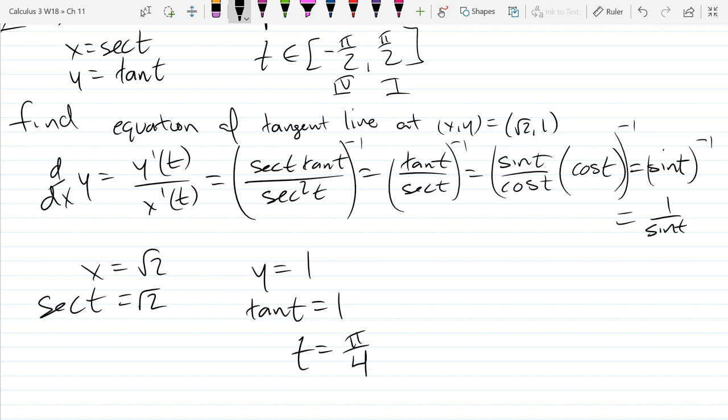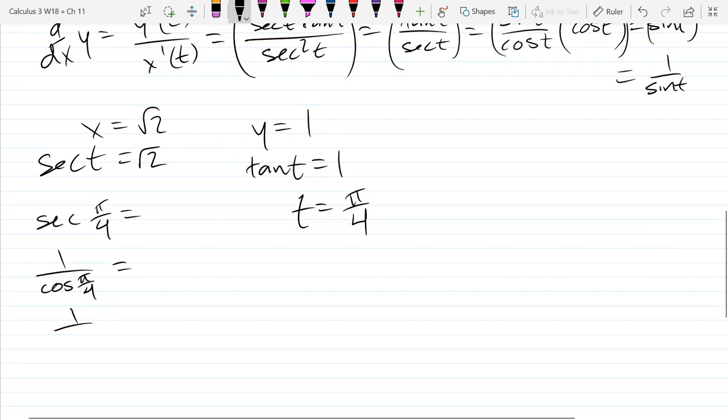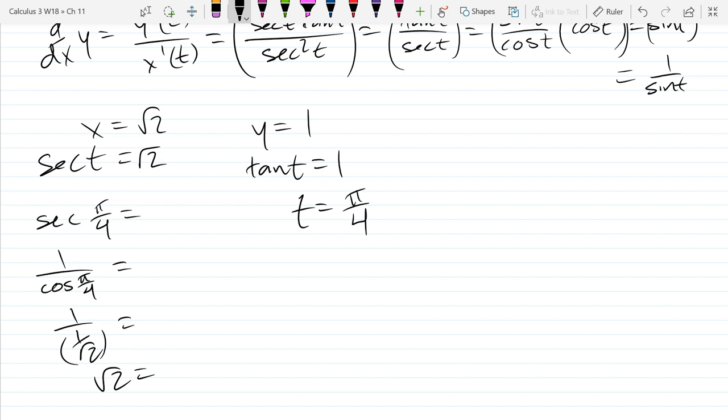Now let's make sure that works in the other secant on the left. It better match up. It better give us a secant value of square root 2, or else I wrote the problem wrong. So I'm really doing this to check. Secant pi over 4. I'm not great with secant values, so that's 1 over cosine, which is 1 over square root 2, and that is square root 2. All right, so it gives me the x and y values at t equals pi over 4.